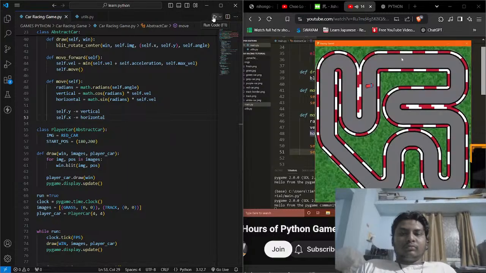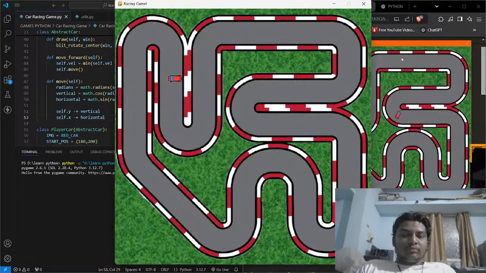And so let's do this. And now notice I can move in whatever direction my car is facing. There you go. So we are now moving our car, which I'm going to call a success.